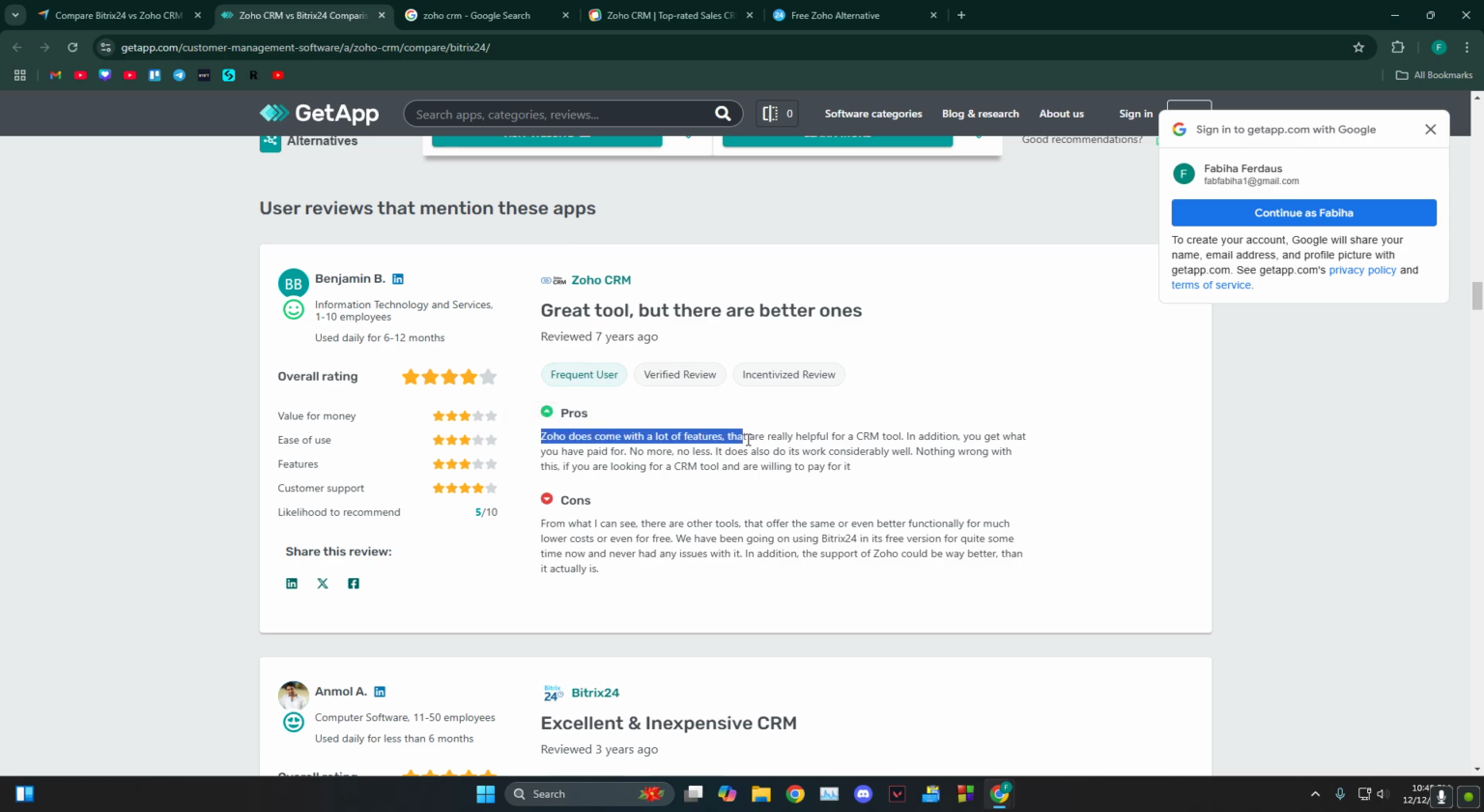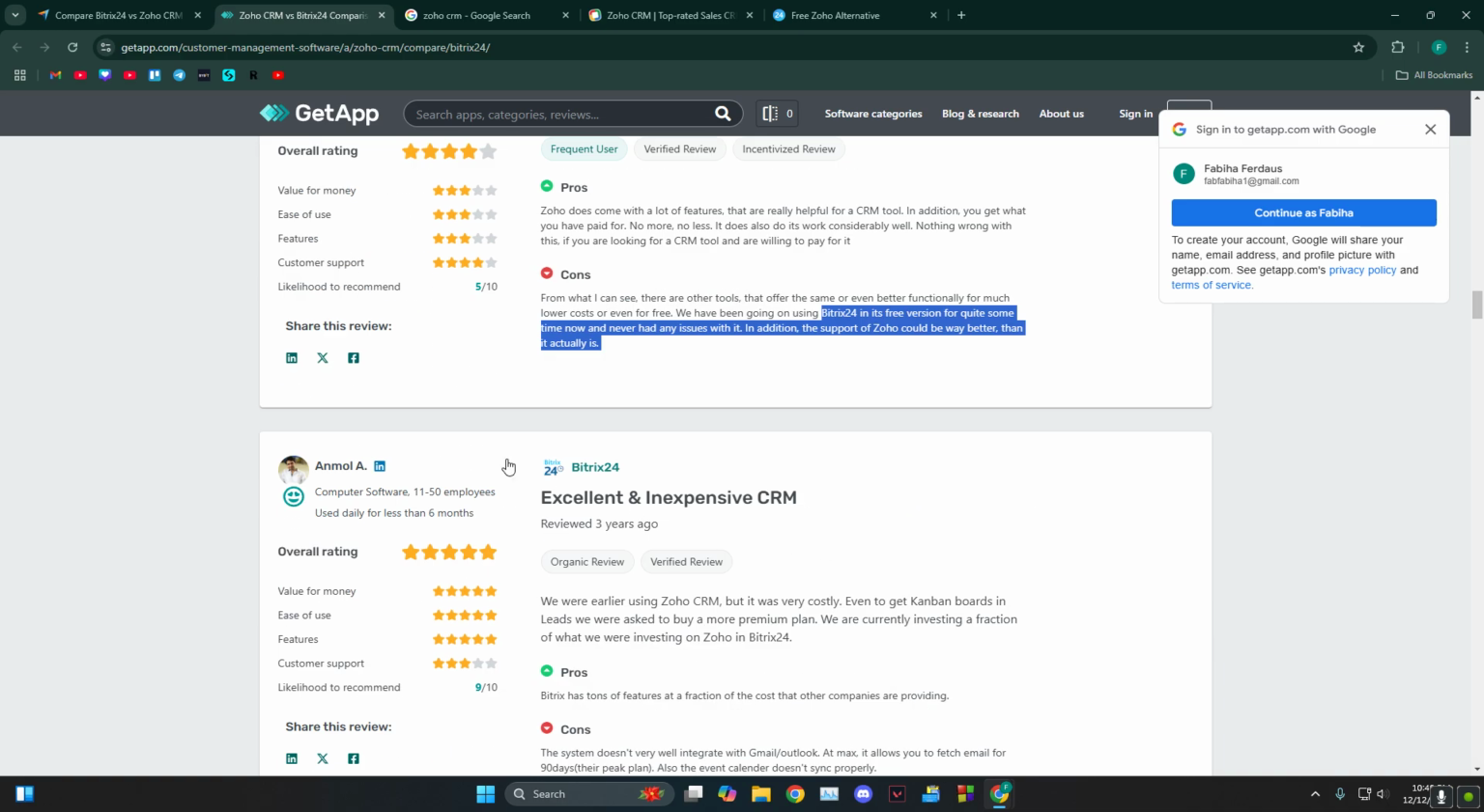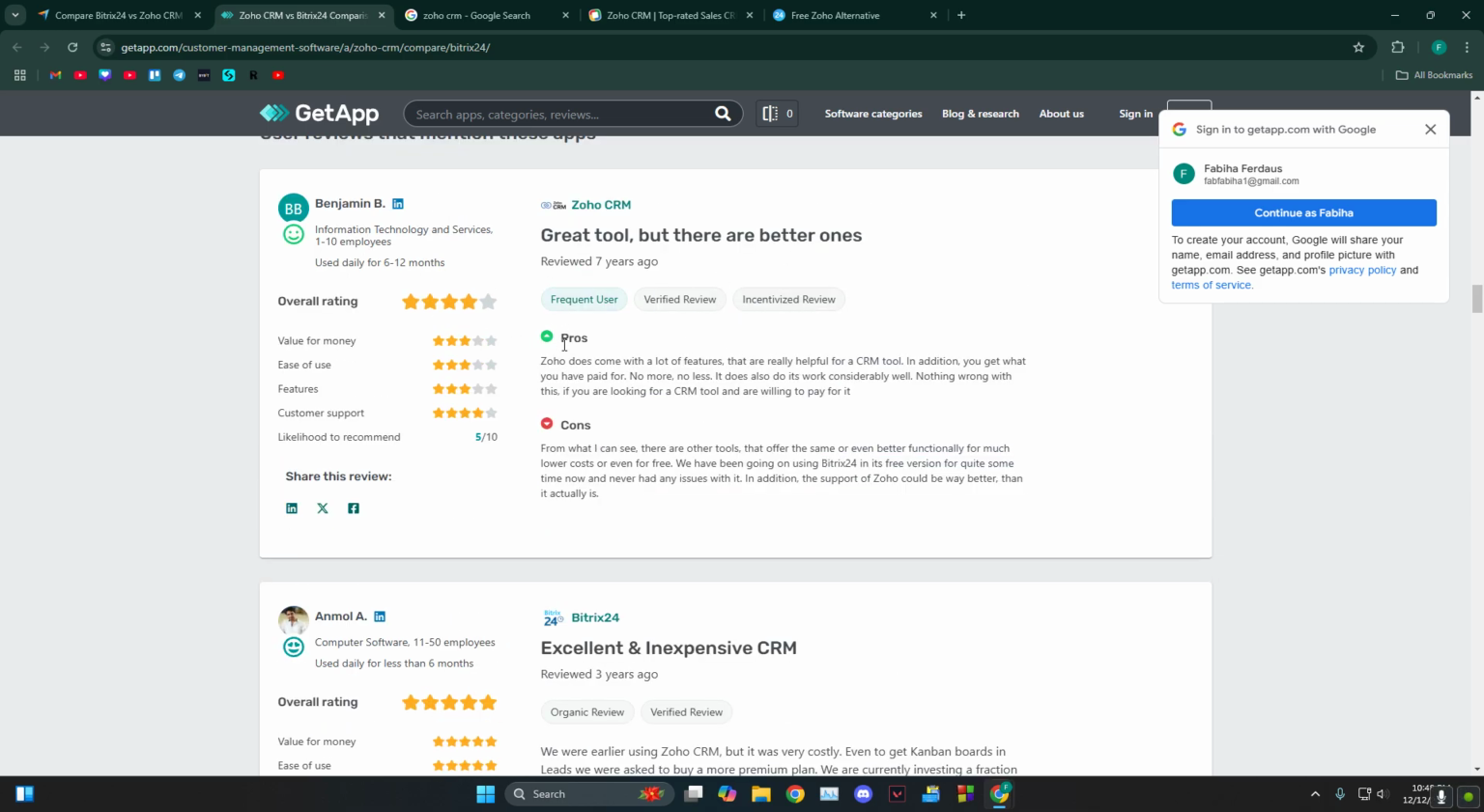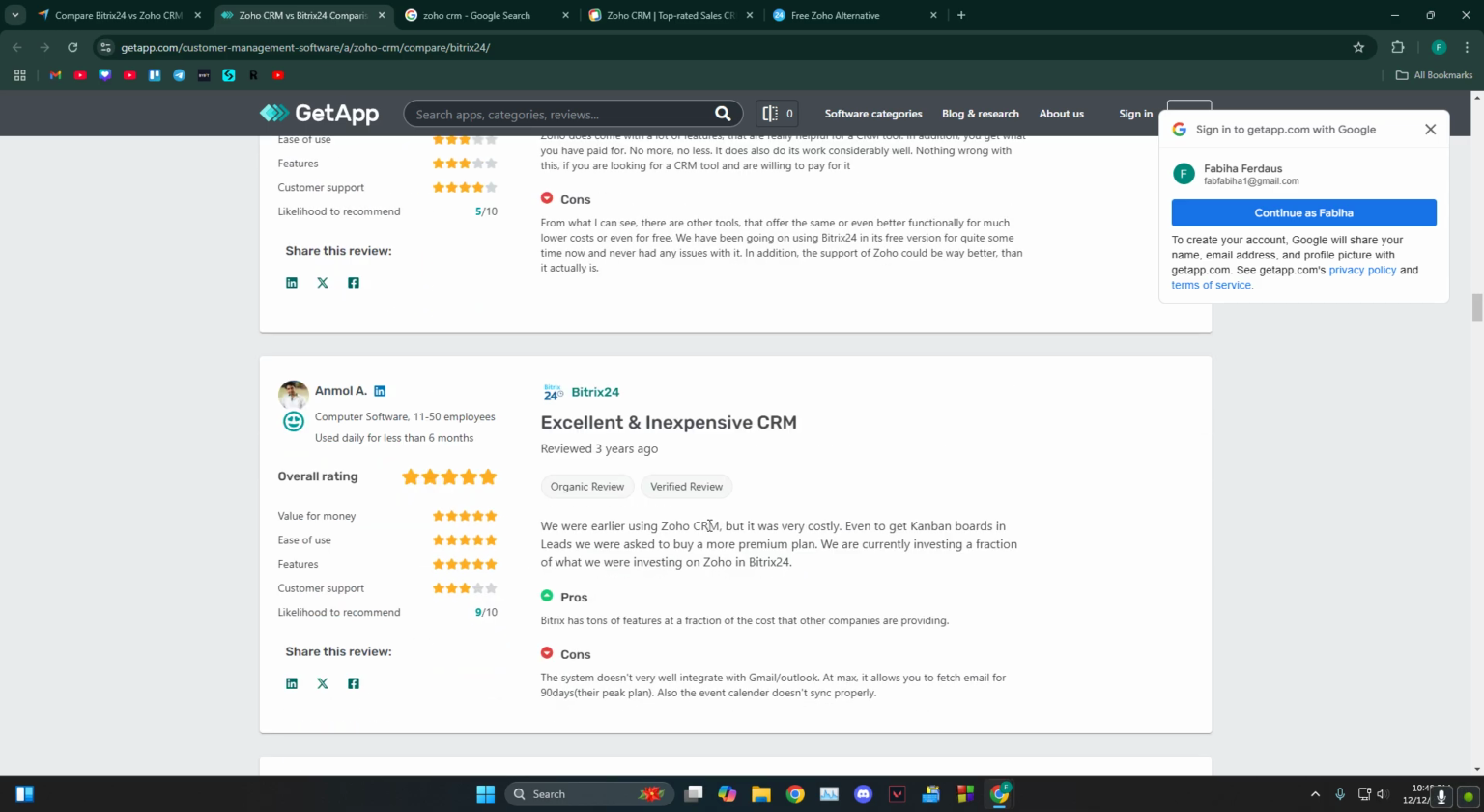Now, let's look at some of the reviews. The pros are that it comes with a lot of features, helpful for a CRM tool. You get what you've paid for, no more, no less. Now let's see what the cons are. There are other tools that offer the same or even better functionality. And yes, this guy is talking about Bitrix. This could be a paid tool as well, but this was reviewed 7 years ago.